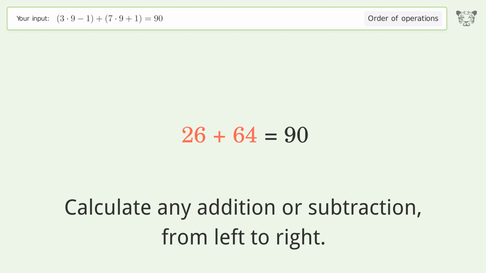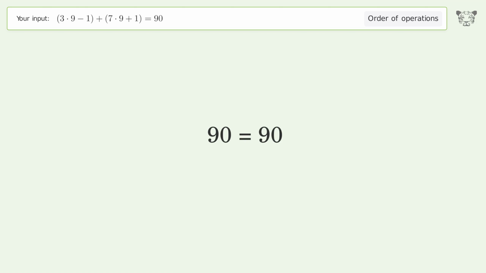26 plus 64 equals 90. And so the final result is 90 equals 90.